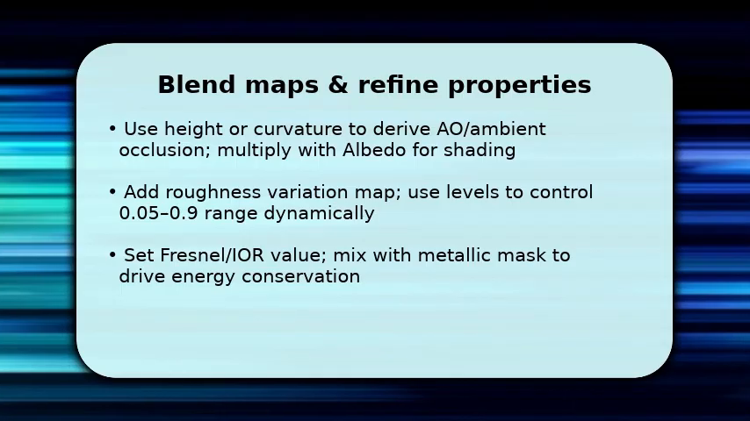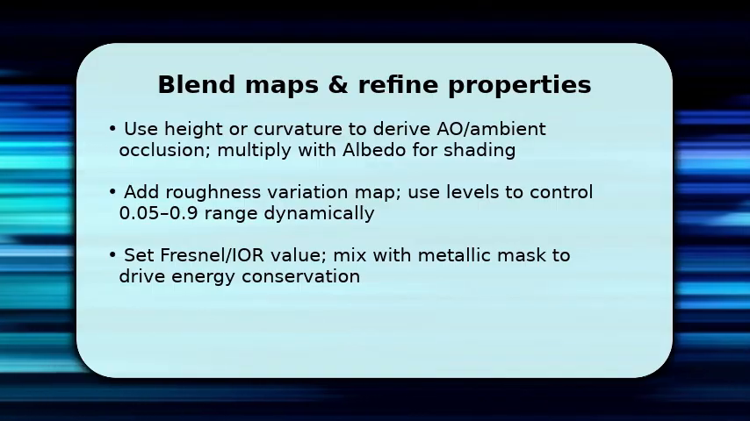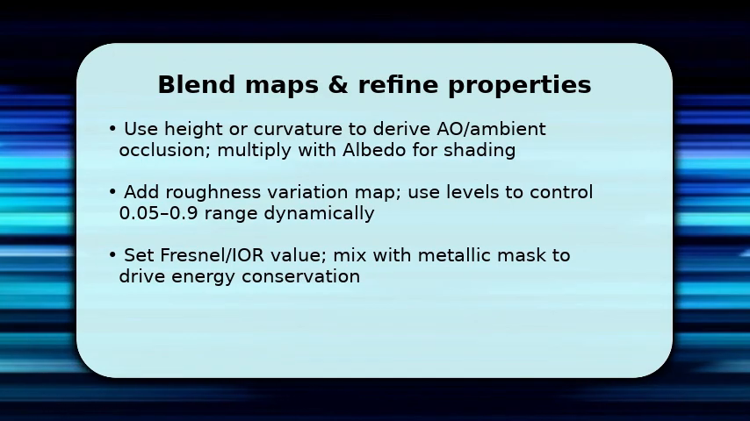For metals, use a metallic mask to switch energy behavior and set Fresnel/IOR values appropriate to the material. Make sure to clamp values and normalize channels. This prevents unrealistic energy gain and keeps reflections physically plausible.